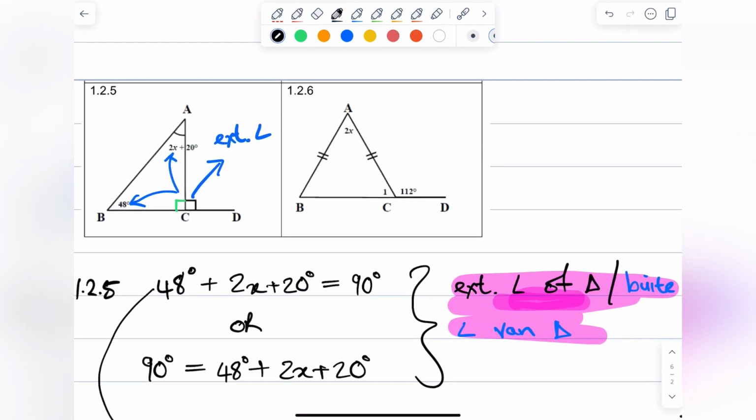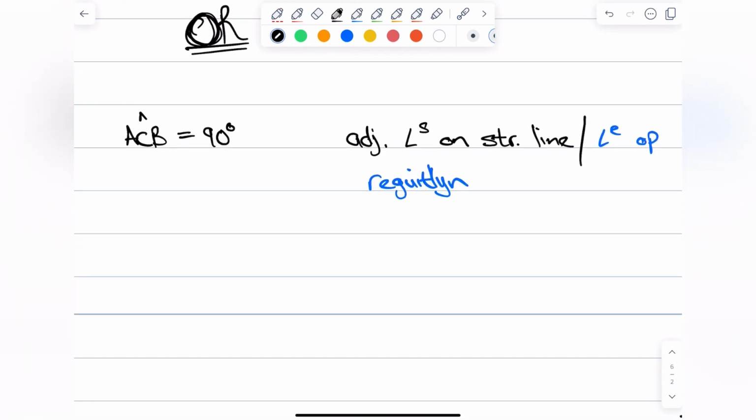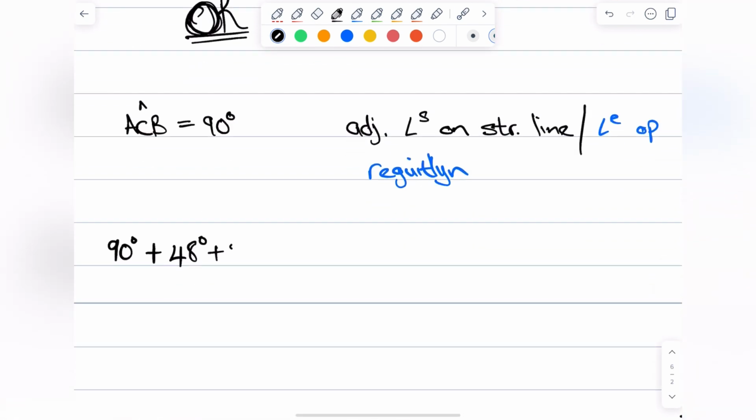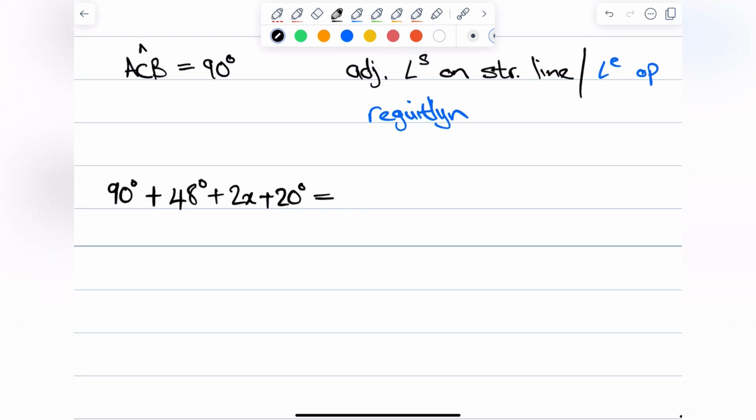Right, so why are we doing this? We are doing this because if we have the value of angle ACB, we can then add the three angles inside the triangle and put them equal to 180 degrees. So that means 90 degrees, the one I just calculated, plus the 48 degrees, which is that one there, plus 2x plus 20 degrees. Those are the three interior angles of a triangle, and the sum of those angles must be equal to 180 degrees, and the reason is angles of triangle.